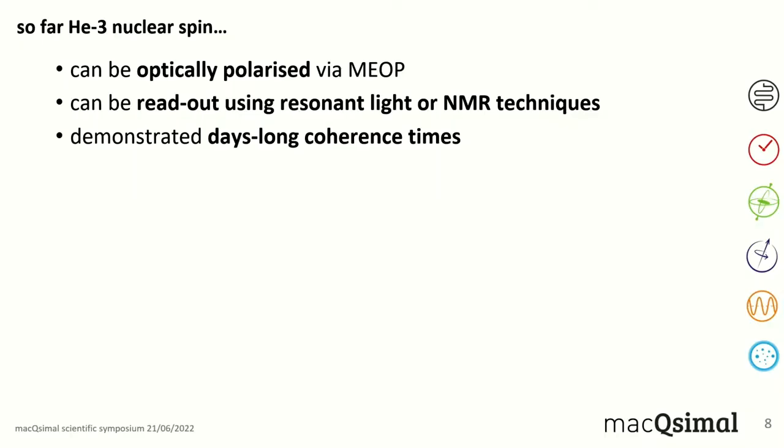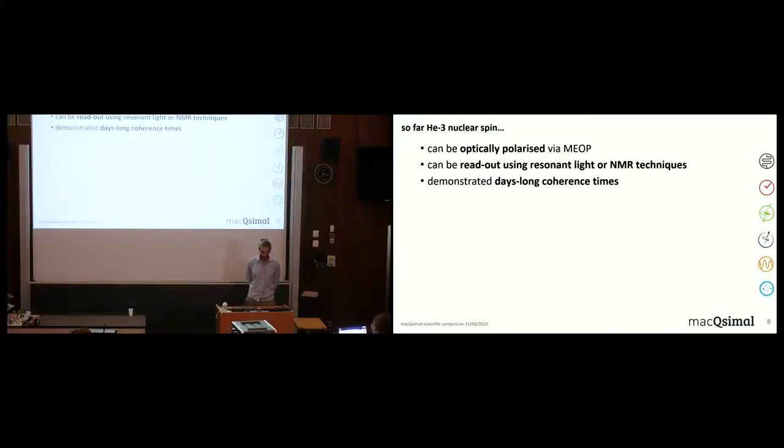So far we have seen that the nuclear spin in helium-3 can be optically polarized via metastability exchange optical pumping. It can be read out using resonant light with the same principle, or with NMR techniques using small coils around the samples and so on. And it has demonstrated this long coherence time.